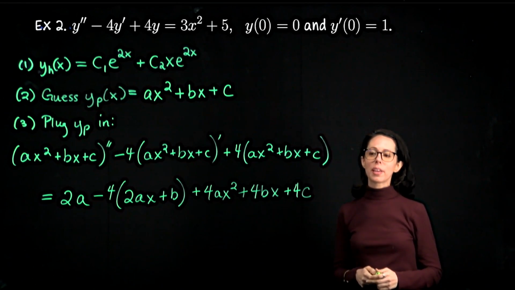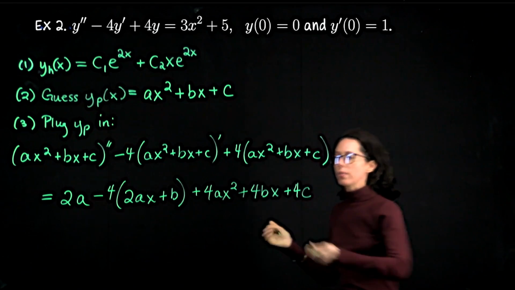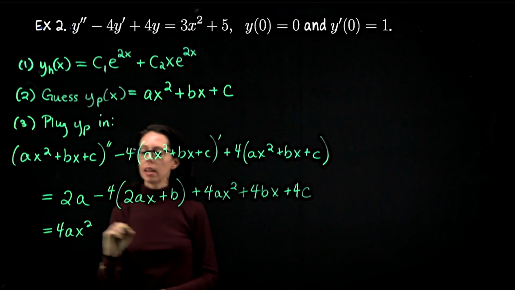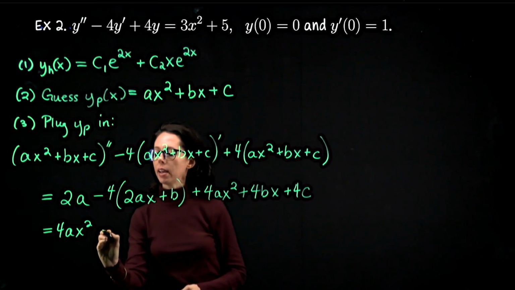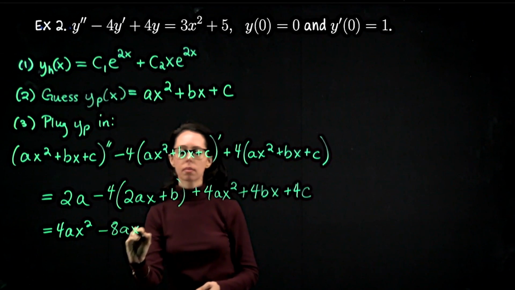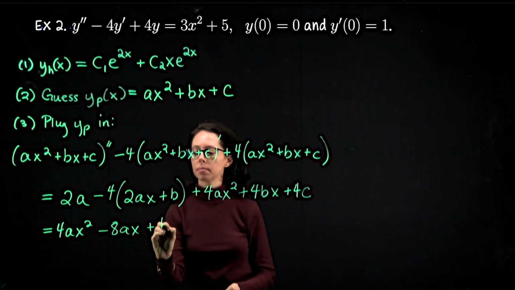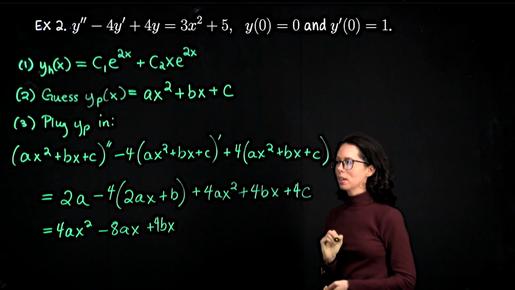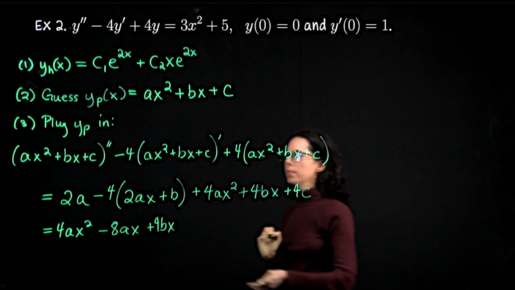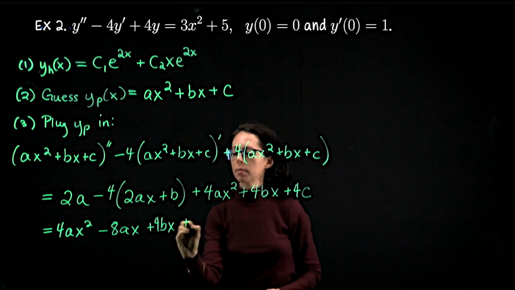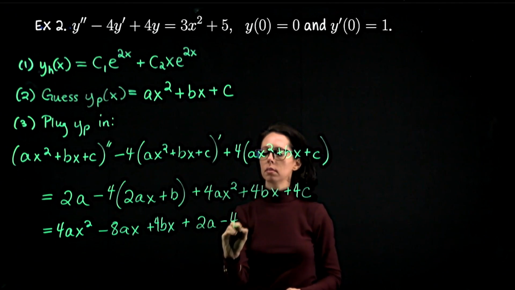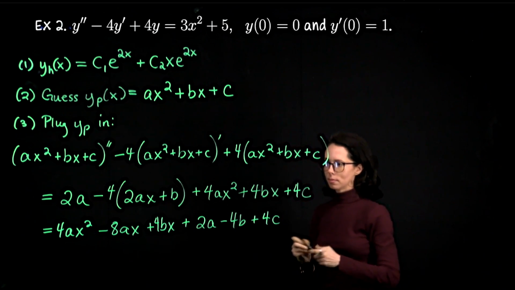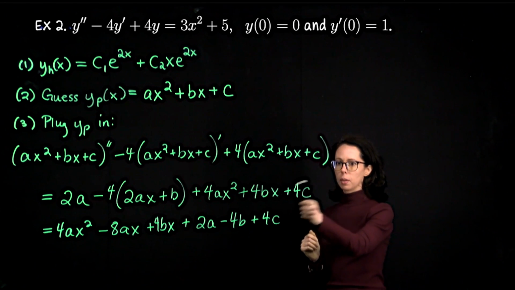What we want to do now is group like terms together. We have a quadratic term, just one. Then we have minus 8ax plus 4bx. Those are the first order terms. Then for constants, we have 2a minus 4b plus 4c. 2a plus 4c, yes.